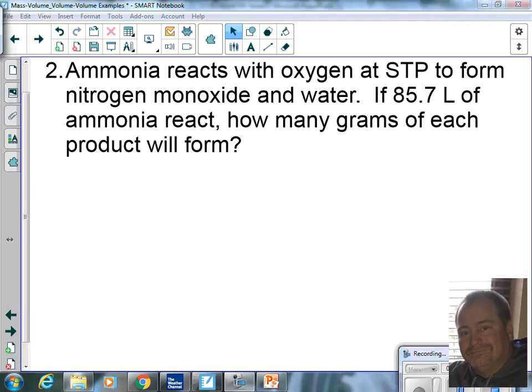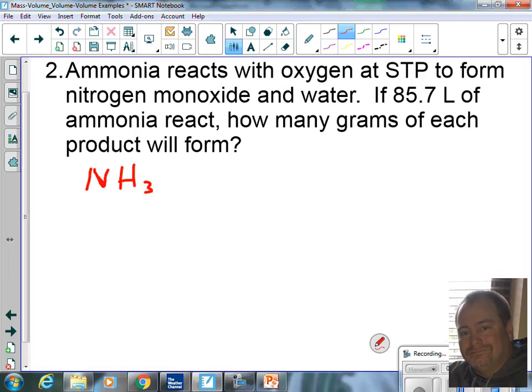Okay, the question states: ammonia reacts with oxygen at STP to form nitrogen monoxide and water. If 85.7 liters of ammonia react, how many grams of each product will form? First thing I'm going to do is get a balanced chemical equation.